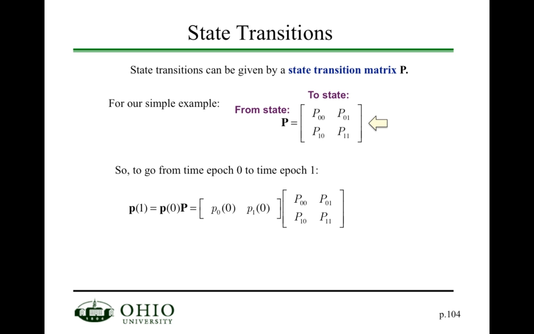Think about this. The new P1 element, so P01, would be the probability that you're in 0 at time epoch 0 multiplied by the transition from 0 to 0, plus the probability that you're in 1 at time epoch 0 and you transition from 1 to 0.